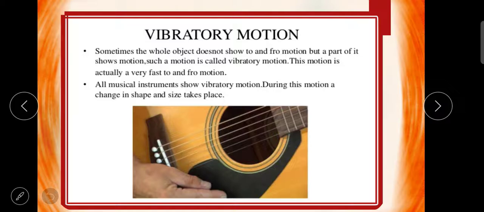shows that back and fro motion, which we call vibration. Such a motion is called vibratory motion, and this motion is actually very fast, and all musical instruments, guitar, strings of guitar, they all generally show it. During this motion the change in shape and size occurs, because the object is moving back and forth, like when you are beating on a tabla, that surface of the tabla goes up and down. In that manner, you will find such kind of motion, which we call a vibratory motion.